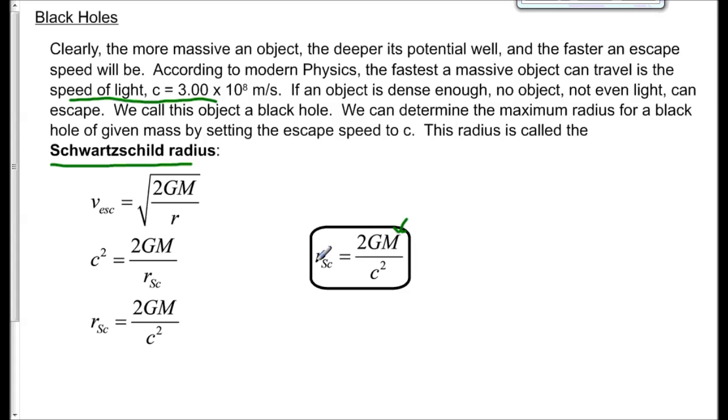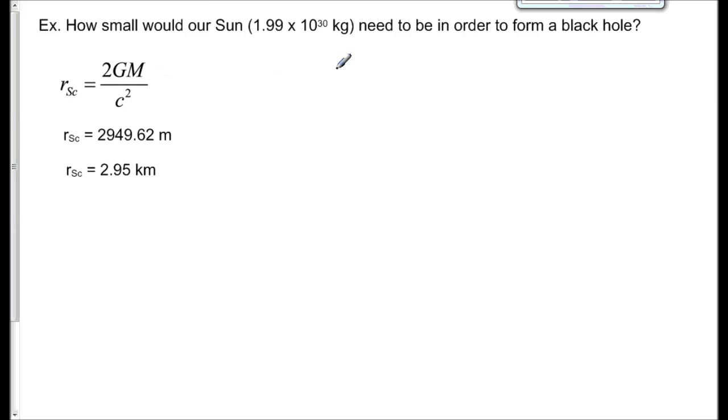So to kind of put these numbers in perspective, let's take a look at a common object, so the sun. So again, how small would our sun, and here's the mass of the sun, need to be in order to form a black hole? So it's, again, just plugging the numbers into the calculation, so I won't go through it with you here. But the result is about 3 kilometers. And that's pretty crazy, that if we wanted our sun to be a black hole, all of the mass of the sun would need to be compacted into an area, so the radius is around 3 kilometers.